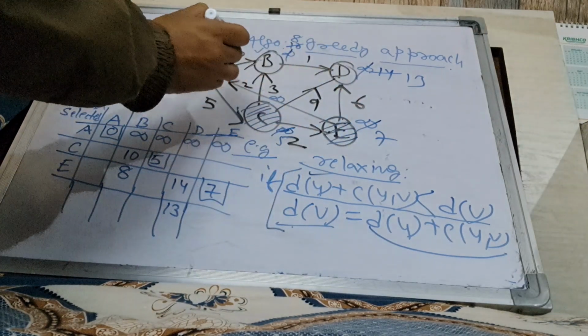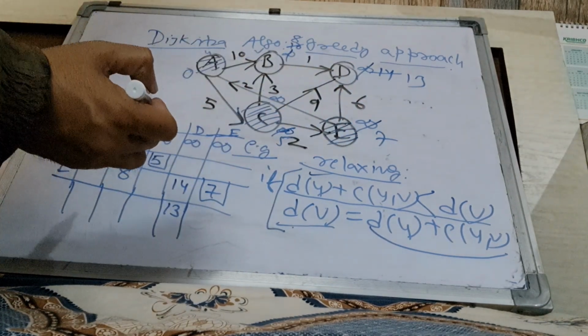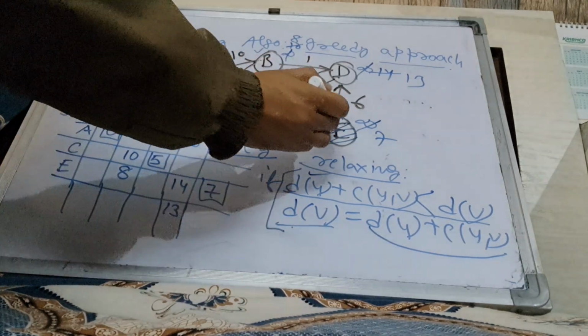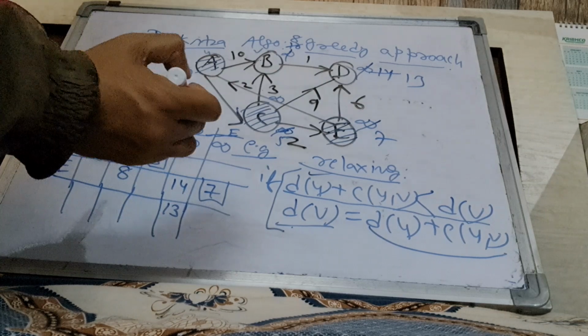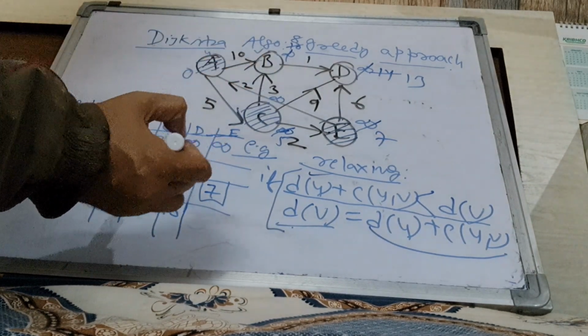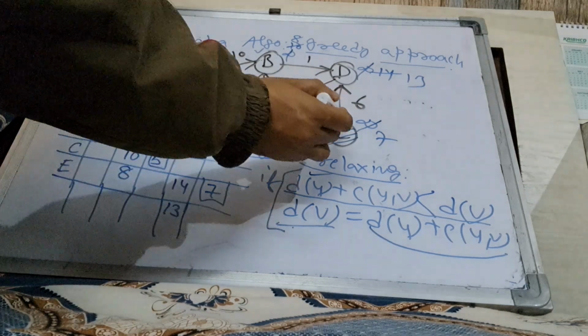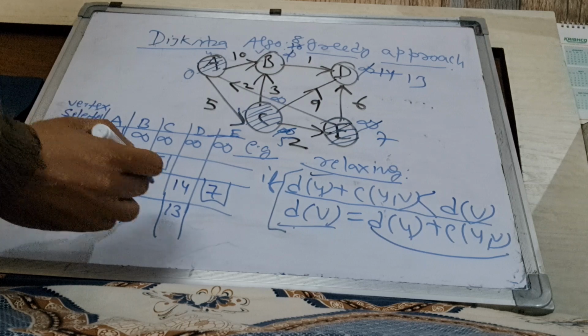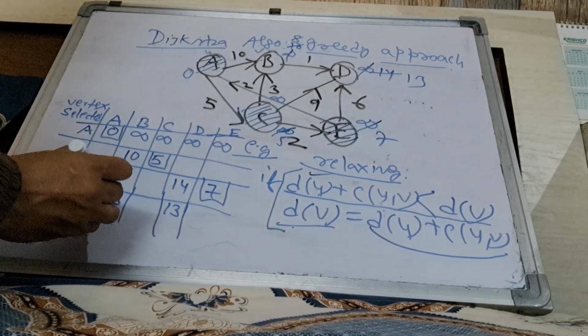From E, we cannot go back to A. The reason being, A has already been visited here. So although the path is available, we cannot update that path. Once you have visited a vertex, you cannot come back. Similarly from E, any other path you can reach? Nowhere you can reach. So this is the new cost you got.